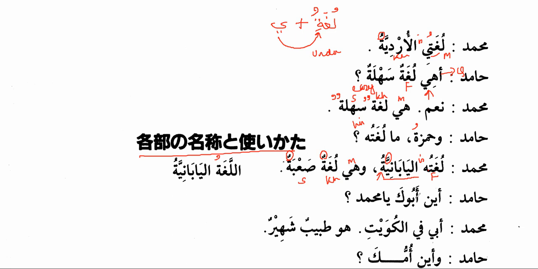Hamid says, Aina abuka? Where is your father now? This is in idafa construction. If one may ask why and how it is in idafa construction, this abu is from Asmaul Khamsa. When a noun is attached with damir, know that this forms an idafa. The noun becomes mudaf and the damir becomes mudaf ilayhi. So the noun here is abu. It's an idafa construction, so it has been conjugated with a waw here. Why? Because this is from the Asma ul Khamsa.